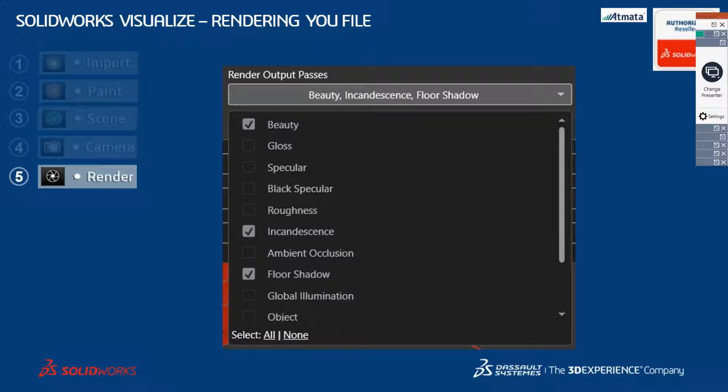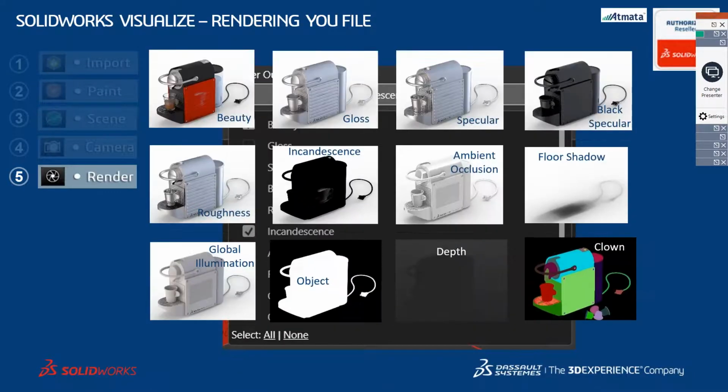Render output passes are nothing but different options, like the beauty and the gloss. These are kind of filters that have been applied to the rendered image. In this case, I will just show you here. I have rendered some of the models using different options of the render passes. So here you have the beauty option, the gloss, specular.